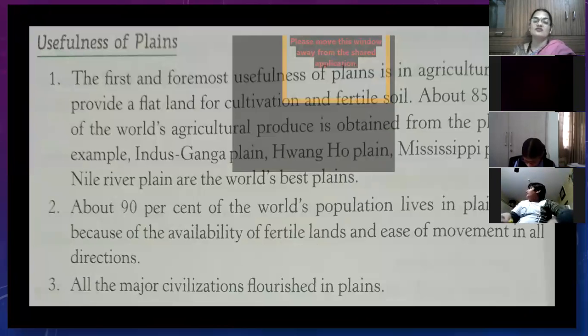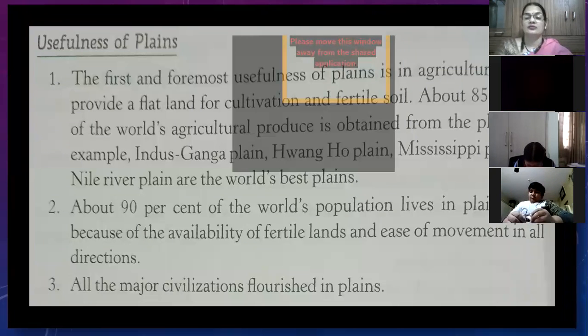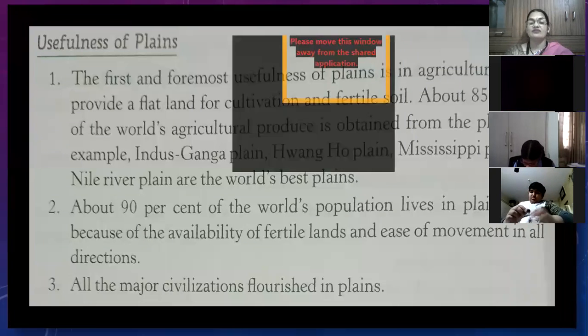Now, the usefulness of plains: how are the plains useful to us? Yes, they are very useful because we can live on the coastal areas only.